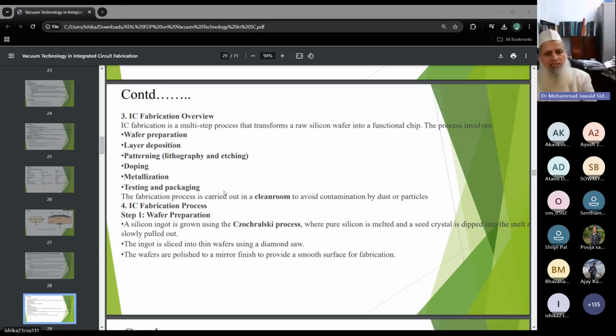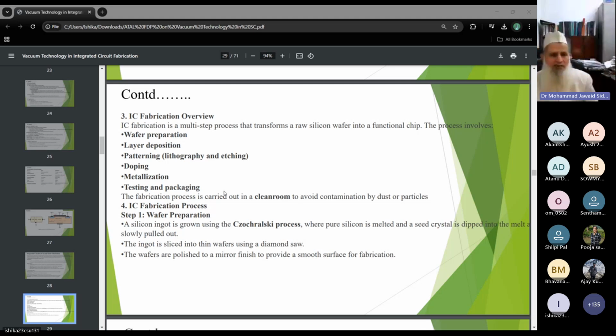The fabrication process is carried out in a clean room to avoid contamination by dust or particles, because contamination will affect the yield. Yield of the process is how many good chips are produced and how many chips are not working. That ratio we determine with the help of the yield.